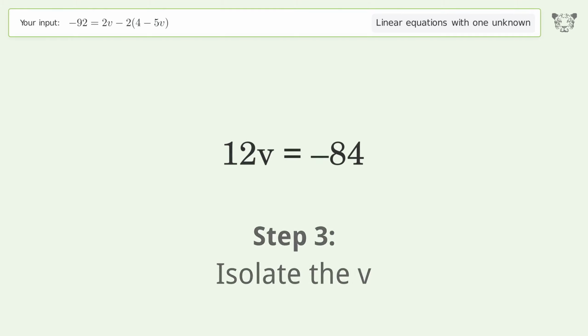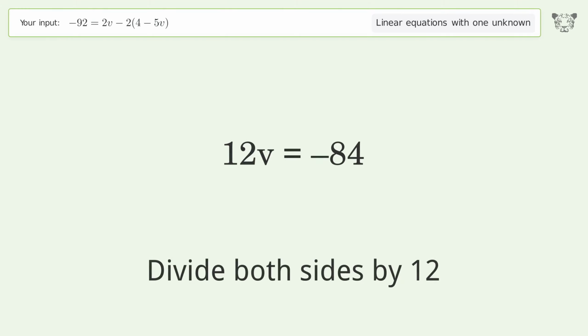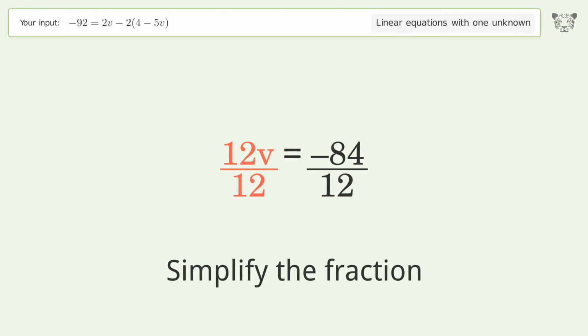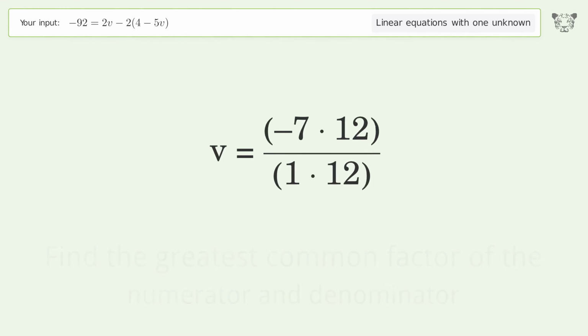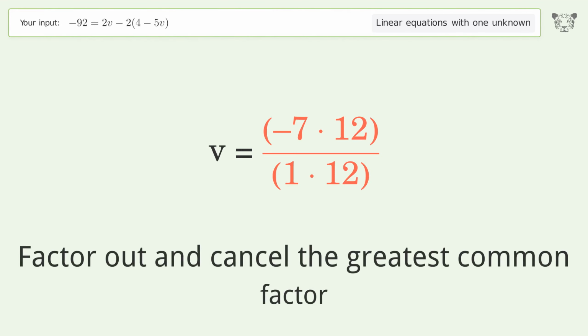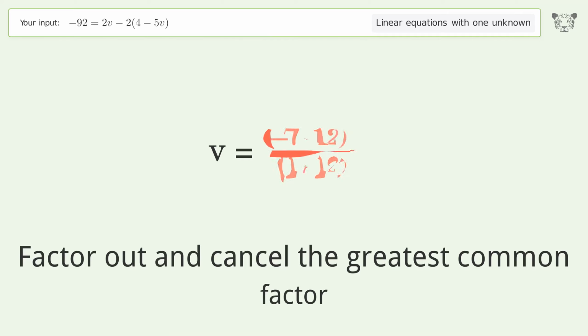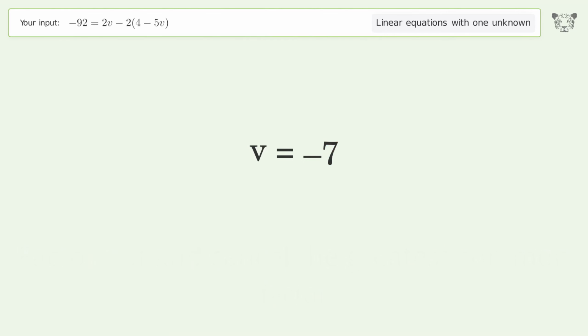Isolate the v. Divide both sides by 12. Simplify the fraction. Find the greatest common factor of the numerator and denominator. Factor out and cancel the greatest common factor. And so the final result is v equals -7.